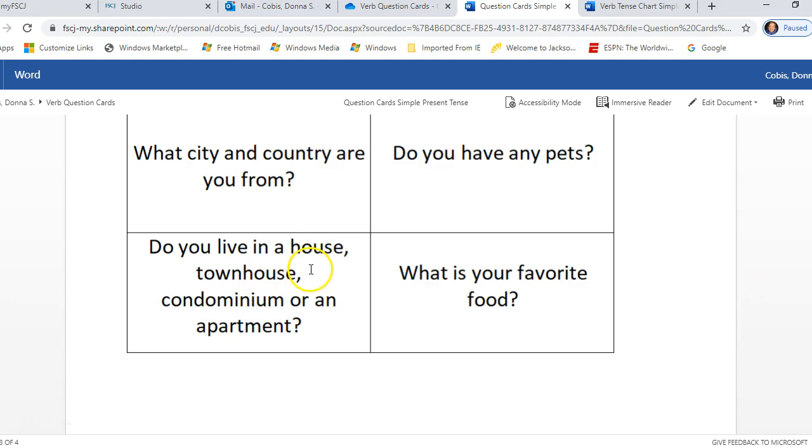Do you live in a house, a townhouse, a condominium, or an apartment? Now, the short or informal word for condominium is condo. Notice the pronunciation, condo, or apartment. What is your favorite food?